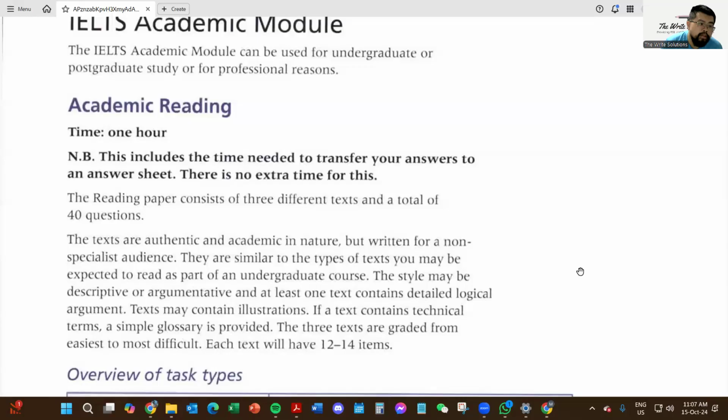I would suggest that you do maybe 15 minutes for the first one, 20 minutes for the middle one, and 25 minutes for the last one, because it will get harder. So it's going to be about 12 to 14 items per text, okay?